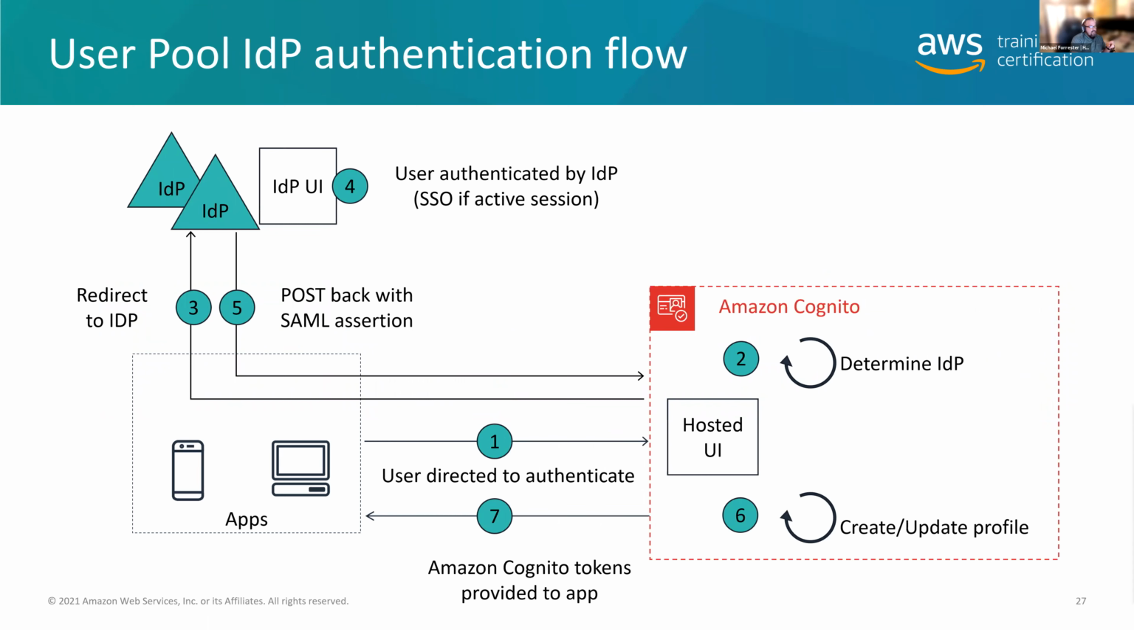The user is directed to authenticate. You determine the identity provider that you're going to use, then you go back to the identity provider. The user is then authenticated by the identity provider, which is number 4 up here. The identity provider then posts back to Cognito with a SAML assertion. The profile is updated with the SAML assertion and any session token information. Cognito then provides the token to the application, which can then be used to get access to AWS services if you've set it up that way.